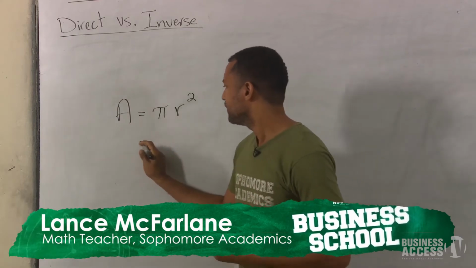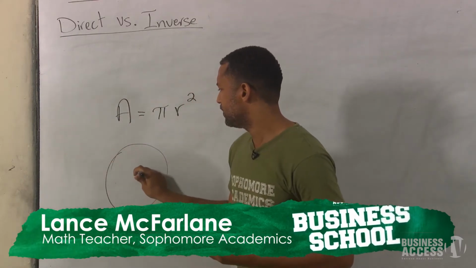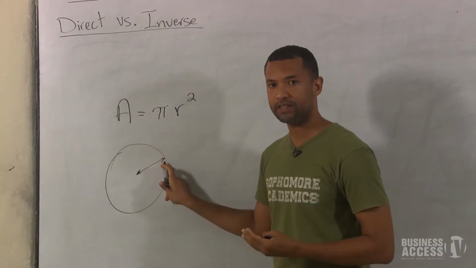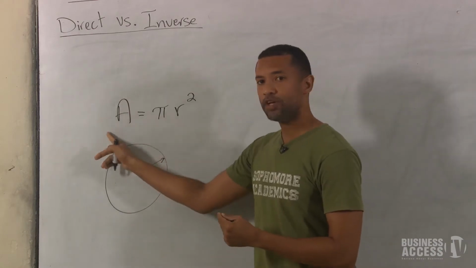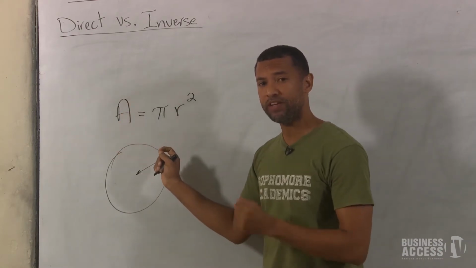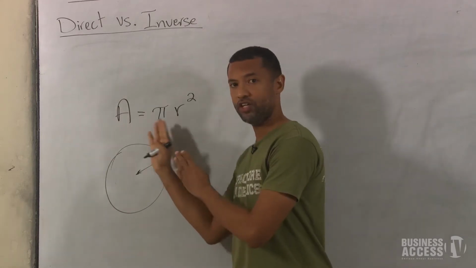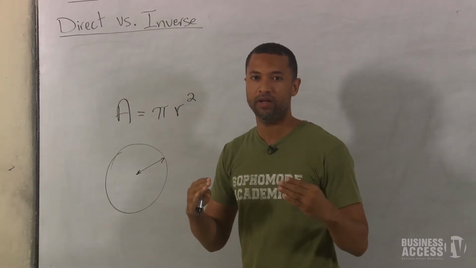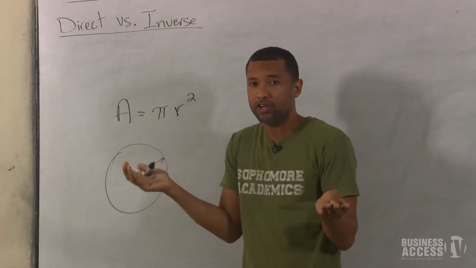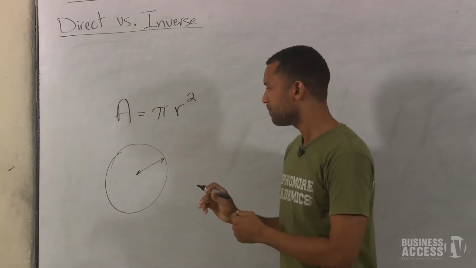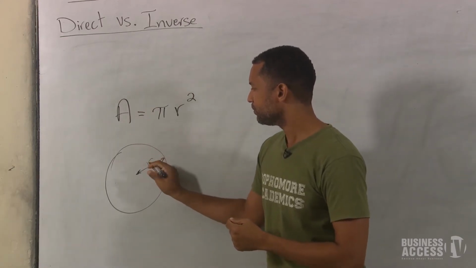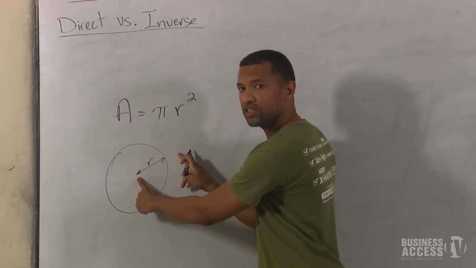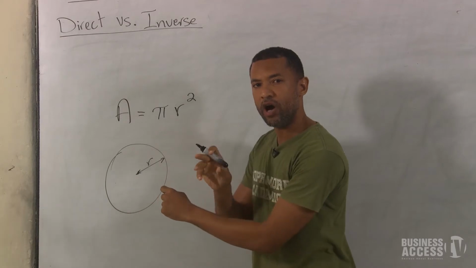So this is a circle, for instance. You know that the radius is the distance from the center to the circumference. This equation describes the relationship between the two variables, the radius and the area. Variables meaning the values can vary. The values can go up or they can go down. We don't know, every circle is different. And what happens is, the larger the radius, the larger the area of the circle.